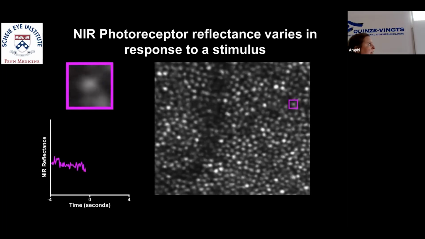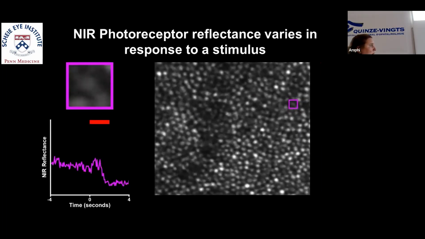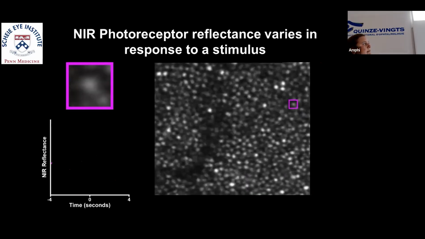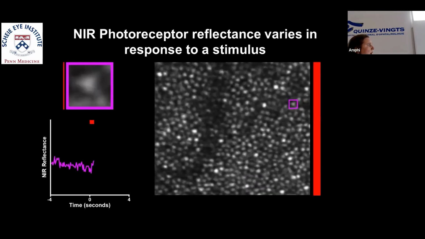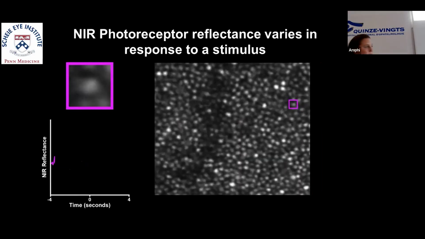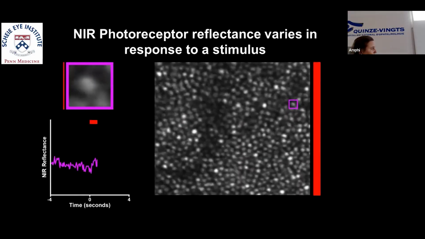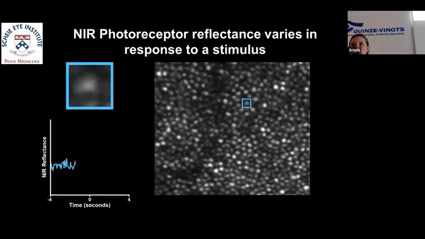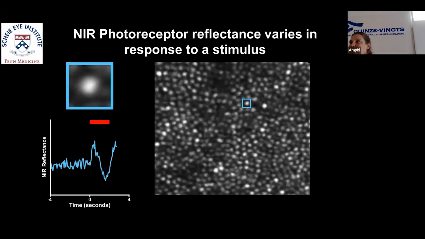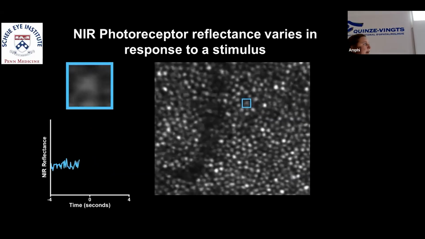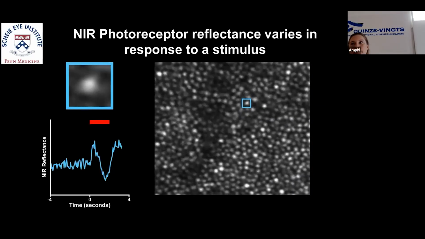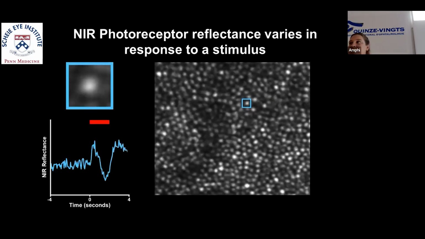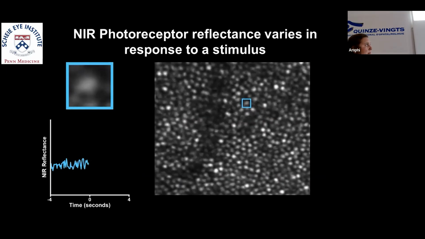If I show a second cone from the same video, what we see is that this cone also starts with an initial reflectance. The visible stimulus comes on, and then this cone decreases its reflectance. And if I pick still a third cone, here we have even a third reflectance pattern. The cone, again, starts with its initial reflectance value. The light comes on, and then its reflectance oscillates in response to that visible stimulus.